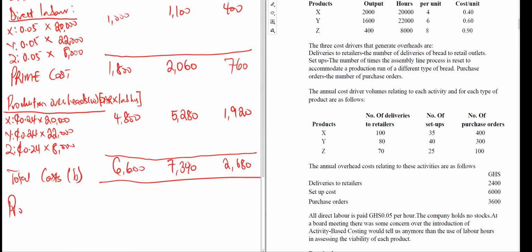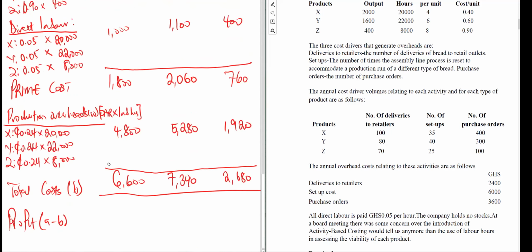Now we can easily get our profit, right? We know that cost is B. Our profit becomes A minus B, which is sales up here minus our cost.